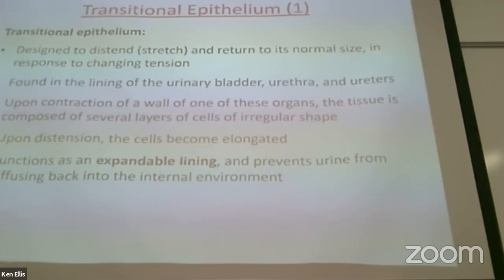And it says here, cells become elongated. It functions as an expandable lining and prevents urine from diffusing back into your abdomen or back up to the kidney. If it goes back that way, and it shouldn't, but if it does, you can get uremic poisoning and it can kill you. So most of us operate all the time normal, never give it a thought until you might be 80 or something like that years old where it might just start to happen. Here's what it looks like.